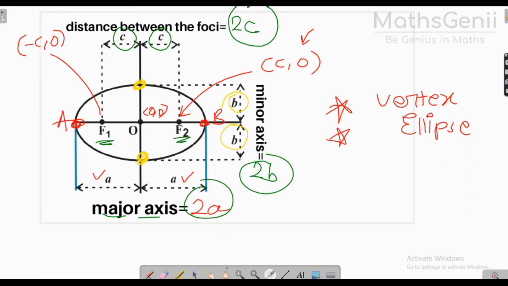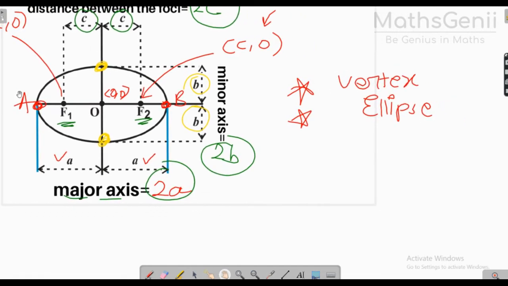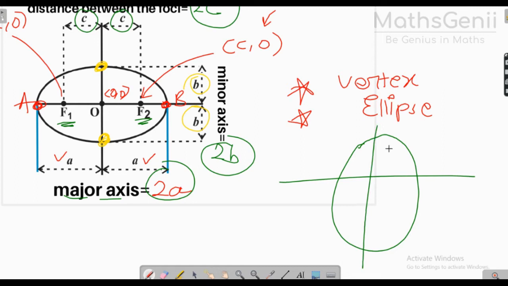Now this is called the horizontal ellipse, and there is something called a vertical ellipse. We are going to study that in detail, but I'm just telling you for now. So in this case, this is the major axis, correct? Because this side is longer, and this is your minor axis.